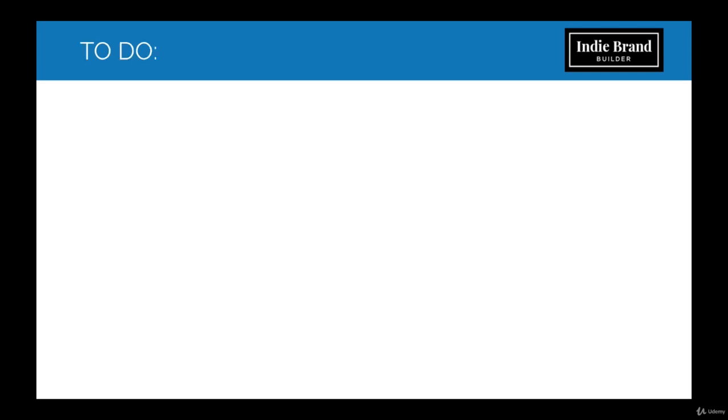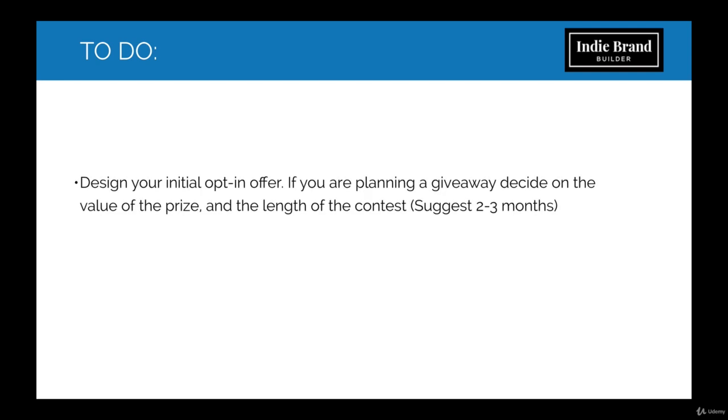So a little to do before I leave you here. Take some time to design your initial opt-in offer or offers if you want to have more than one. And if you are planning a giveaway, decide on the value of the prize and the length of the contest. And I would suggest perhaps 2 to 3 months to begin with is not unrealistic. So get started on that, and we will get this implemented and up and running on your website in an upcoming lesson.